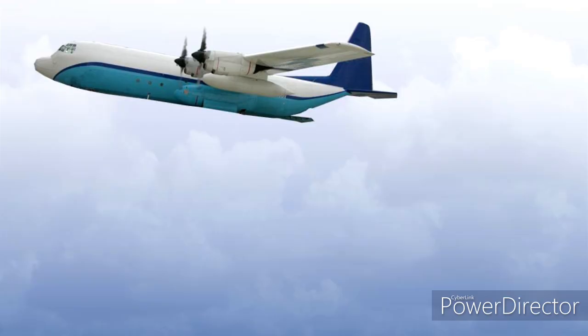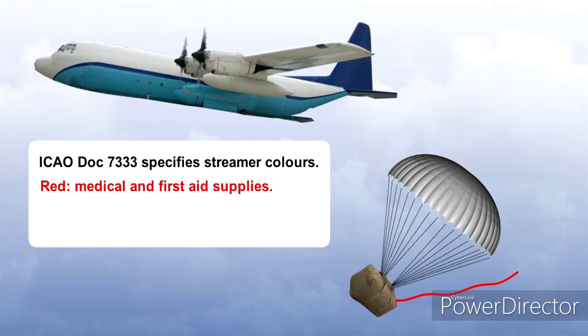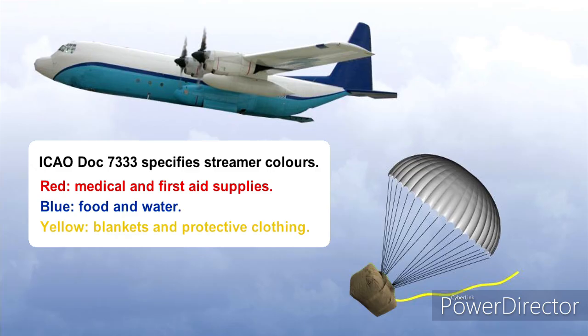Packaged up supplies can be dropped to survivors, and the content of such packages can be conveyed by the attachment of coloured streamers. ICAO document 7333 specifies the following. Red signifies medical and first aid supplies. Blue signifies food and water. Yellow signifies blankets and protective clothing.